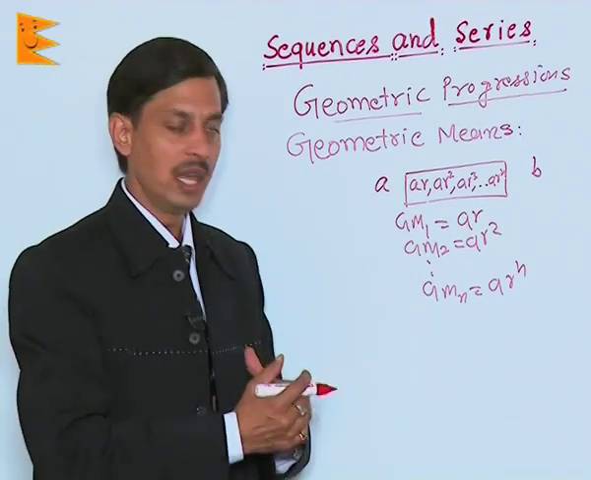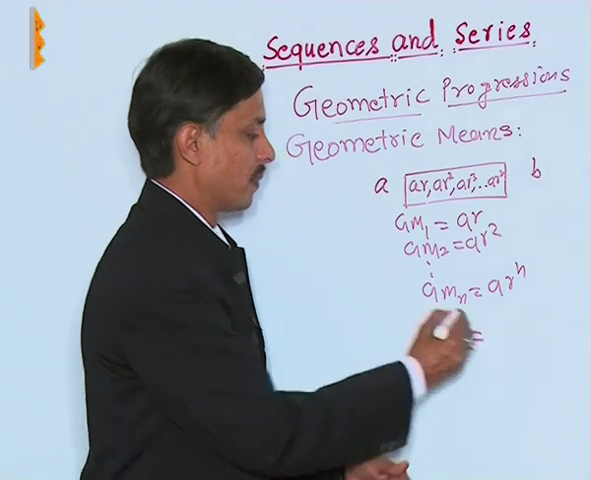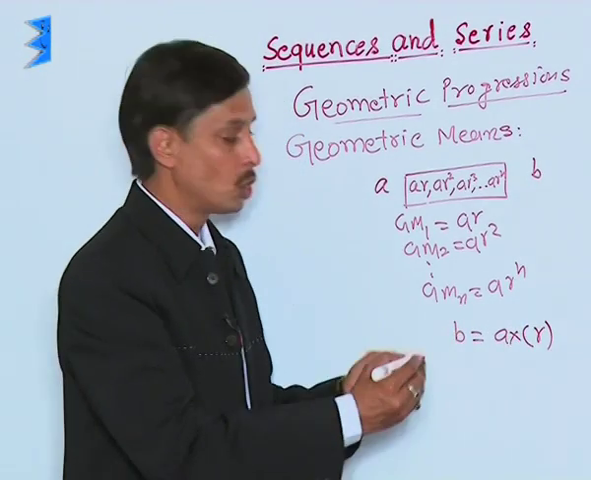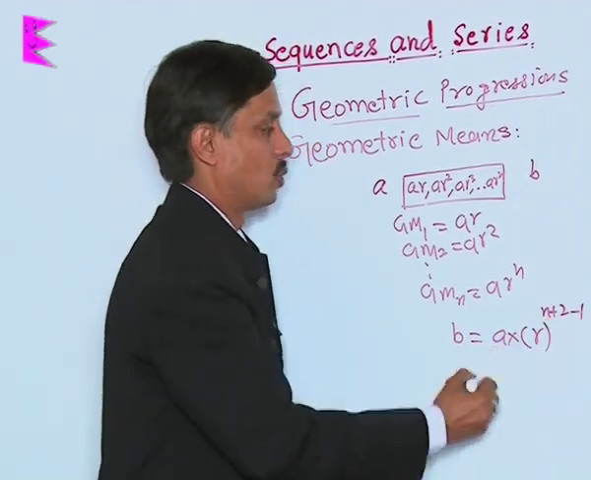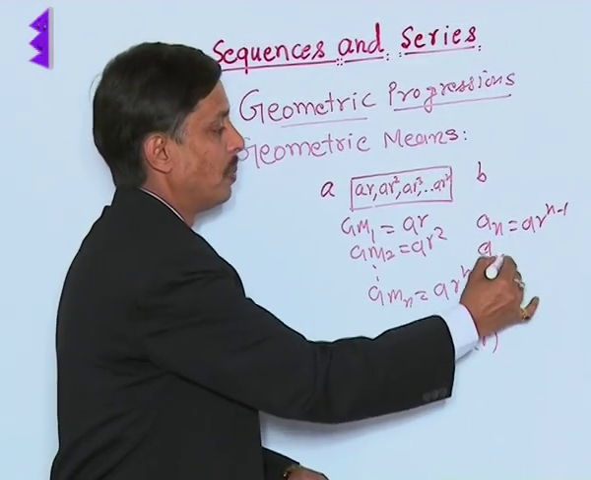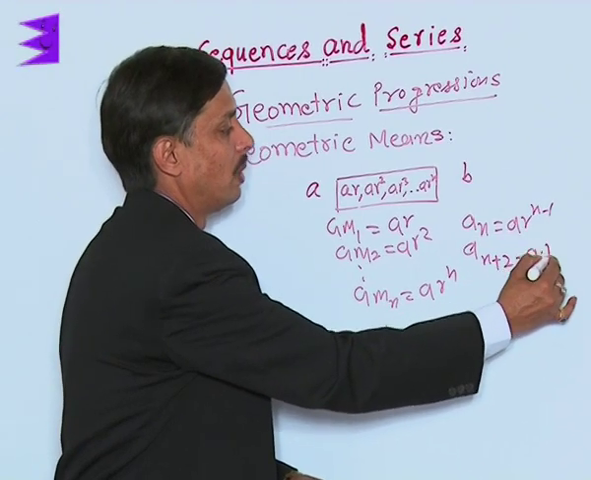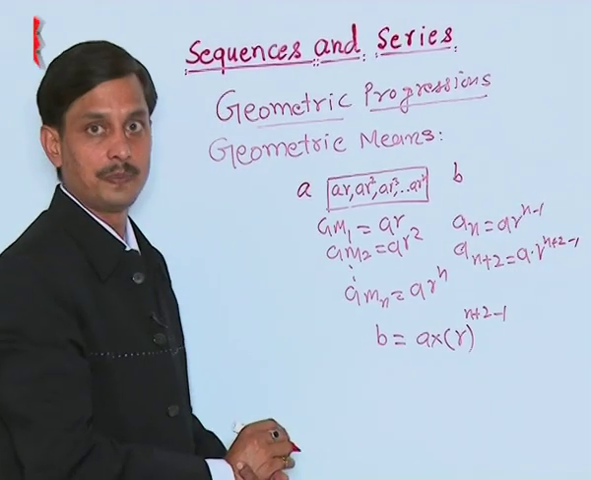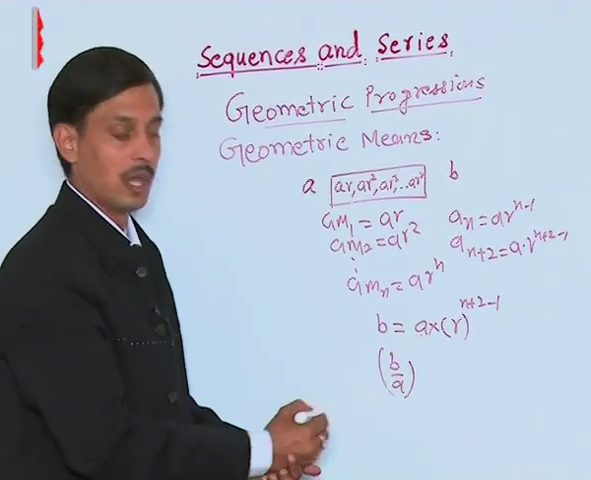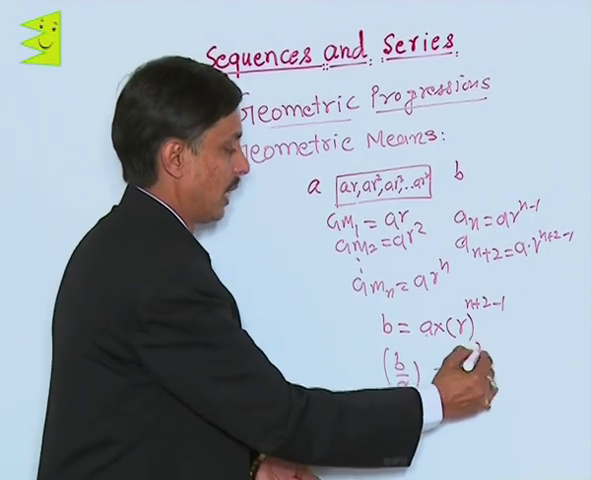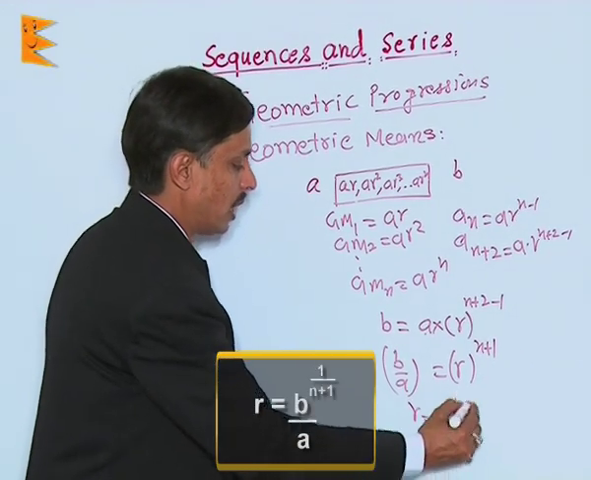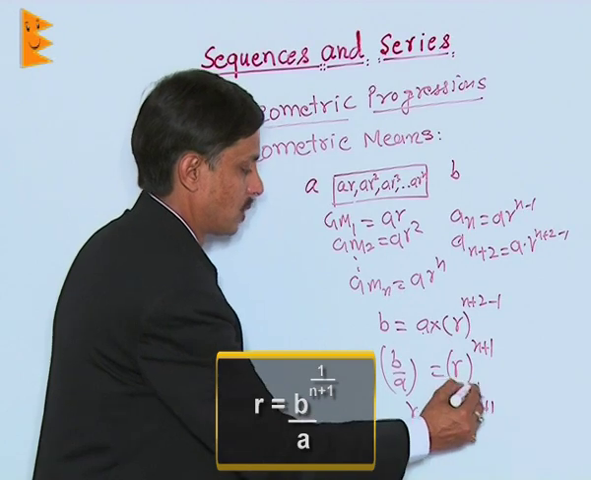So the position of B is the n plus 2th term, that is A into the common ratio to the power n plus 2 minus 1. As we know, a_n is given by AR^(n-1). So B is at the n plus 2th position, so it will be AR^(n+2-1). If I transfer A here, B upon A is equal to R to the power n plus 1. So R becomes (B upon A) to the power 1 upon n plus 1.